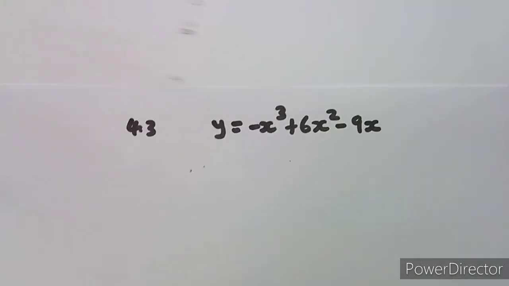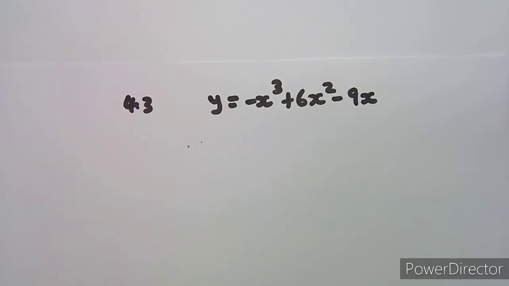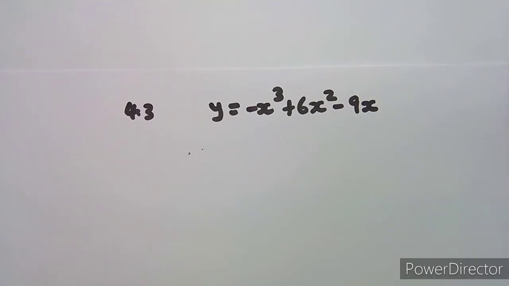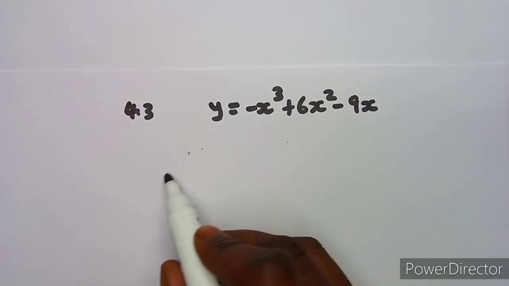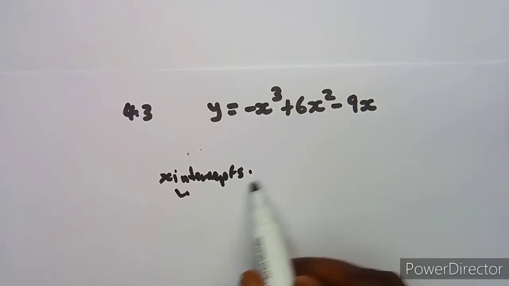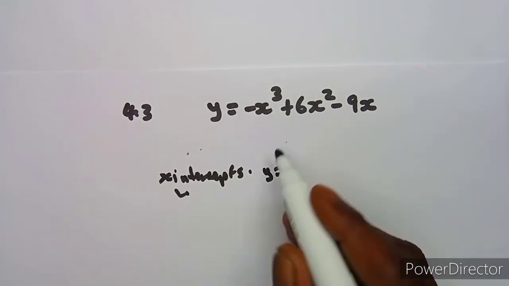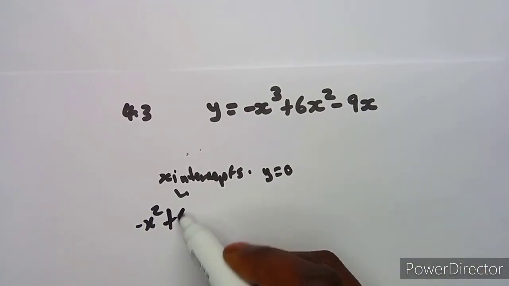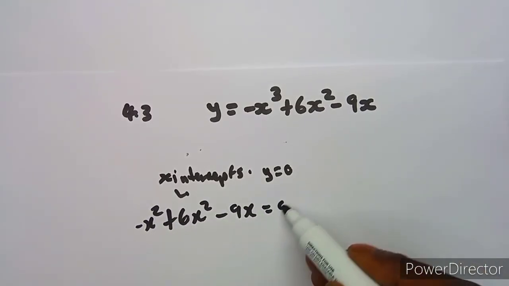Okay, so I want to sketch this graph. First we know the shape of the graph when it is a cubic function and it's negative, how it is supposed to look like. But before we talk about the shape, maybe we have to talk about intercepts, the x-intercept, the y-intercept, and so forth. Maybe it can actually help us. All right, so x-intercepts, which we know is a condition where y is equal to 0. So when y is equal to 0, we have minus x cubed plus 6x squared minus 9x is equal to 0, like that.